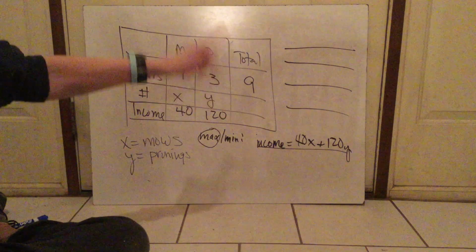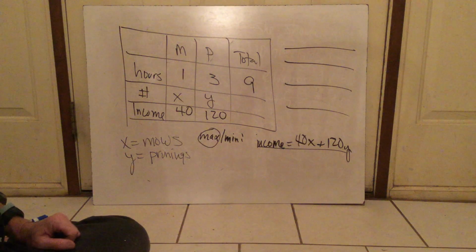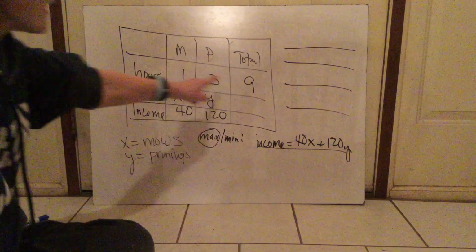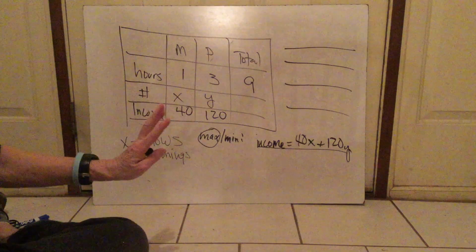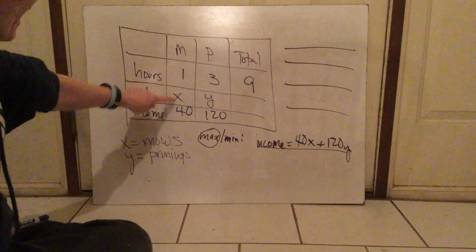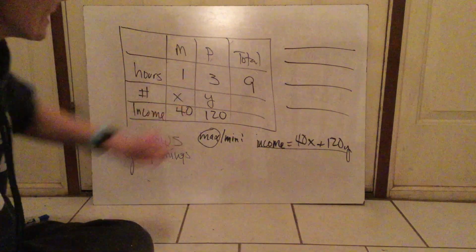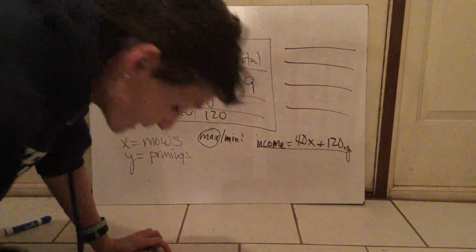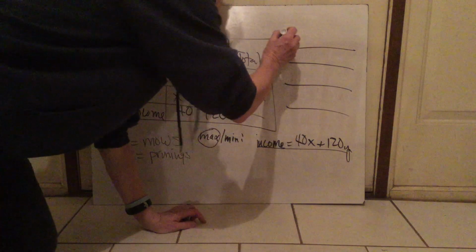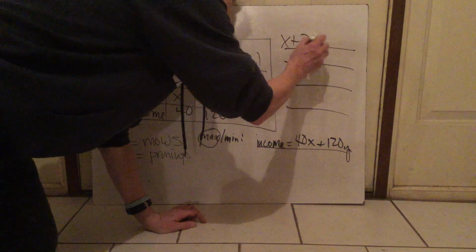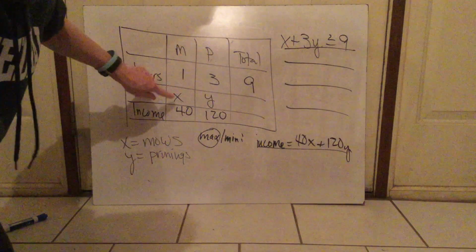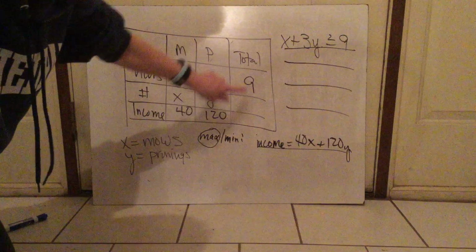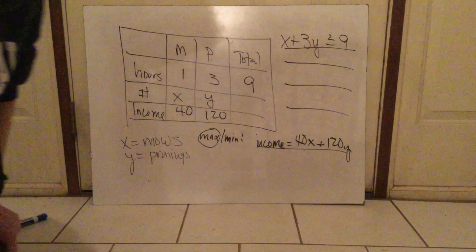All right, now I need to set up my constraints. And one of them is right here. That's pretty obvious. I only have 9 hours a day to work. An X takes 1 hour and a Y takes 3 hours. And I only have 9 hours to work. So I'm going to say X plus 3Y has to be less than or equal to 9.